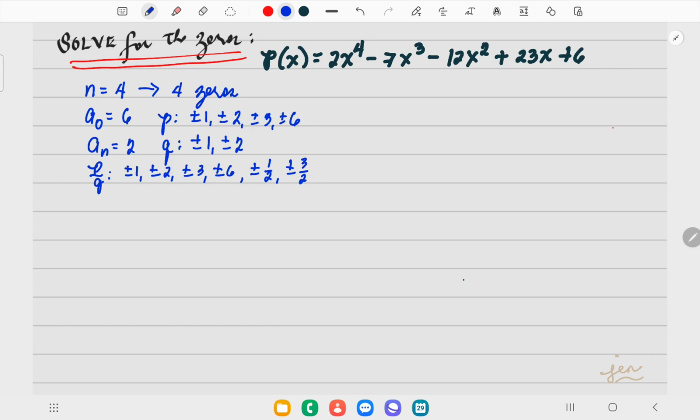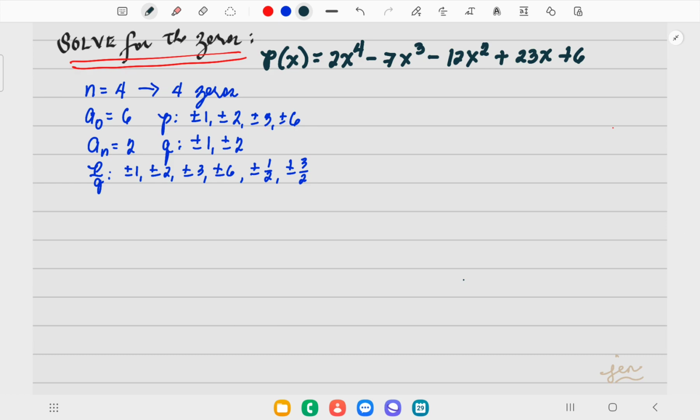So how many possible rational zeros are we looking for? Plus and minus 1, 2, 3, 6, 1 half, and 3 halves, comprising 6 times 2, 12 possible rational zeros. But we are not going to check all 12. We are going to make use of the depressed solution, and we use synthetic division for that.